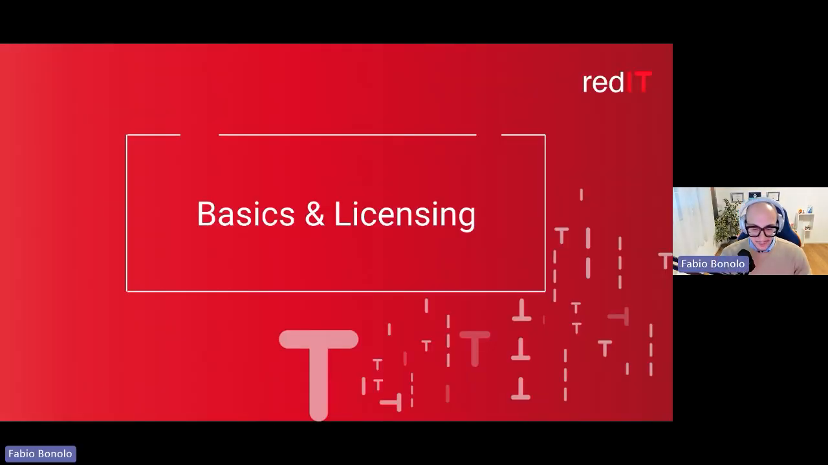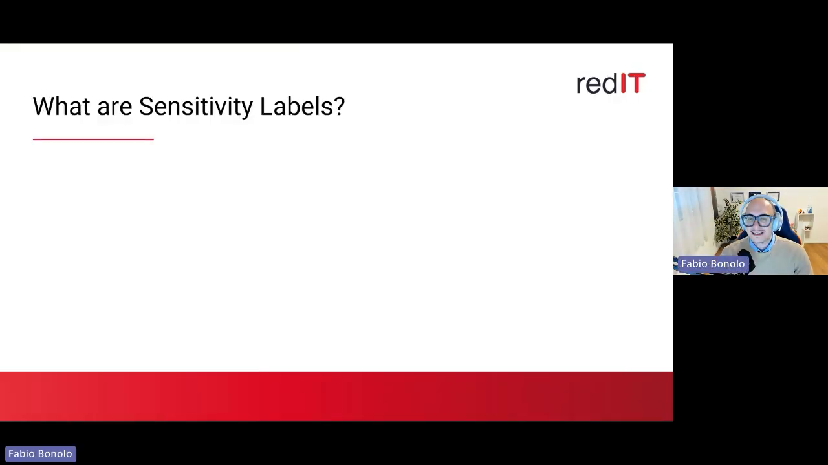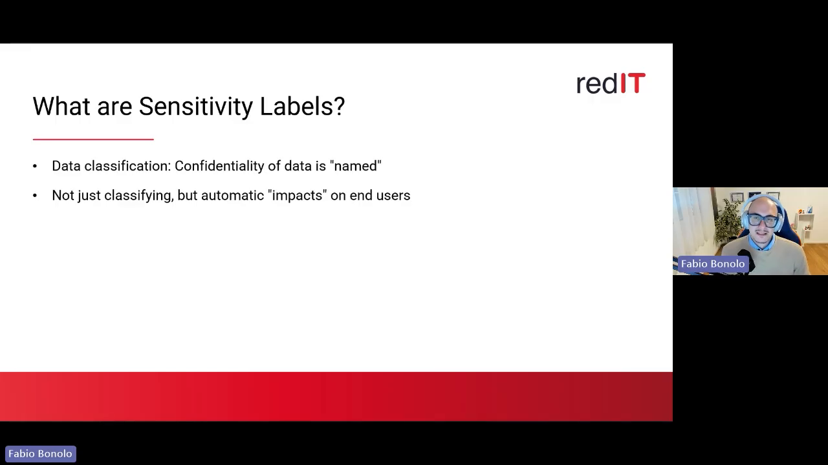So let's dive into the topic, basics and licensing. What are sensitivity labels? What are we talking about? Here we are talking about classifying data, which means that the confidentiality of data is named. So it means that we are not just classifying whether data is secret, confidential, internal, or external, but we can also configure some automatic impacts that restrain end users from certain actions they can perform on their data.